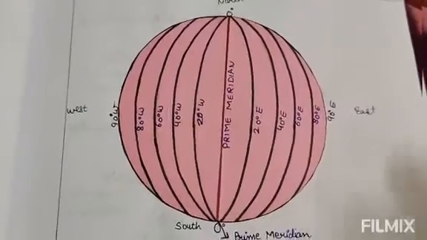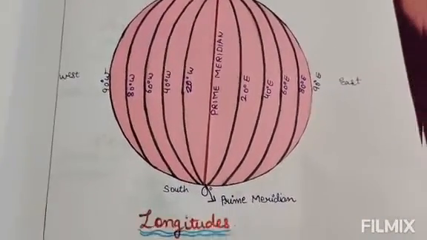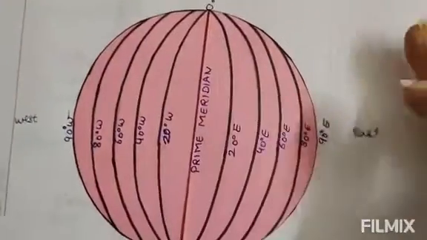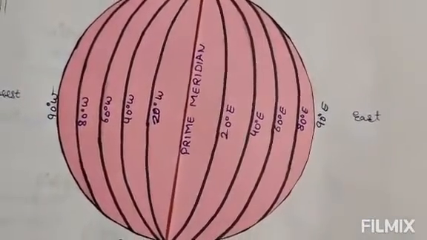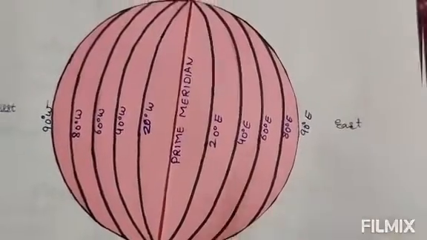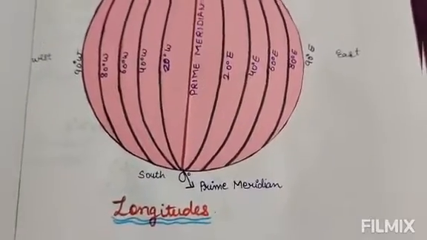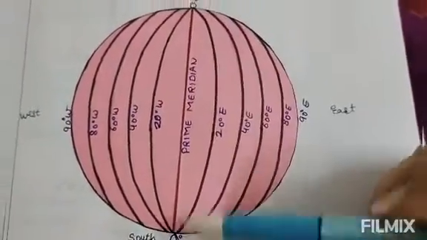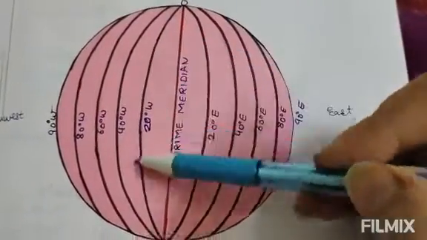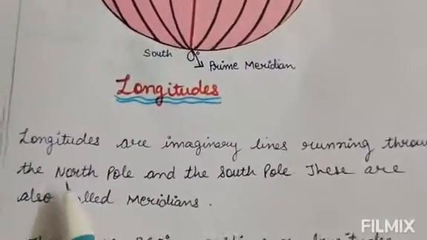Okay students, now next is longitudes. Now what are longitudes? You must have seen these kinds of lines on a globe as well. Just like latitudes, these lines are also there. These lines are known as longitudes. These lines run from the north pole to the south pole. How do they move? From north to south. Now let's read about these lines.